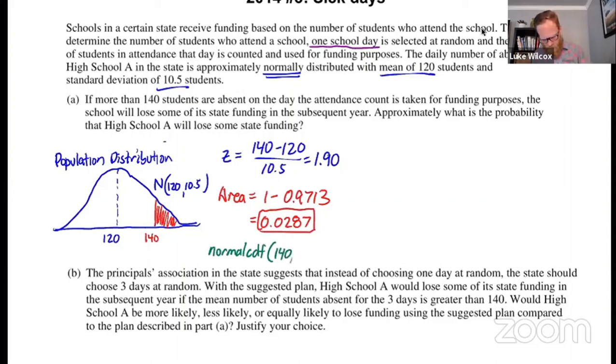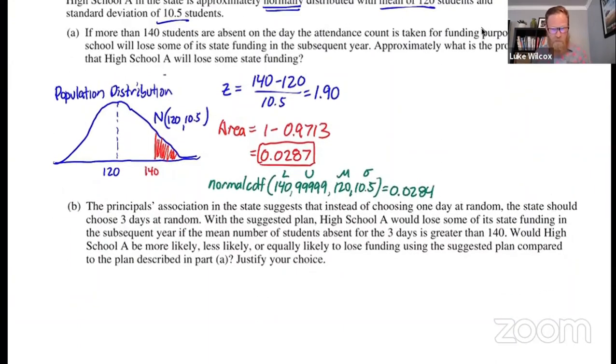So 140 up to some very, very large value with a mean of 120 and a standard deviation of 10.5. I'm going to label each one of those: lower bound, upper bound, mean, standard deviation. And the calculator is going to give you almost exactly the same answer here. 0.0284 would be the calculator answer. All right, let's move on to part B.